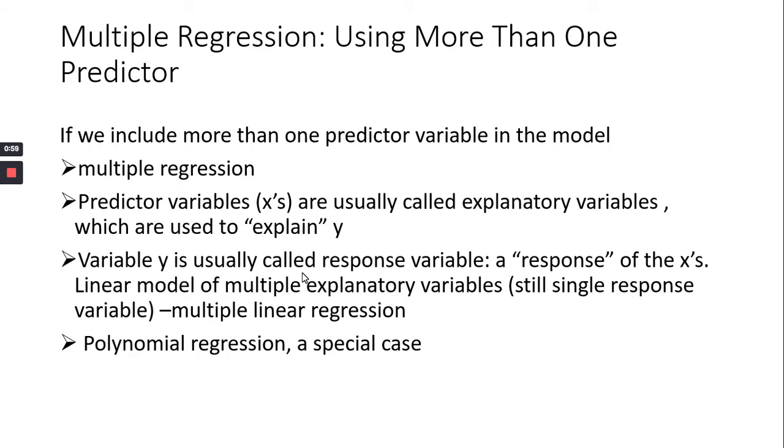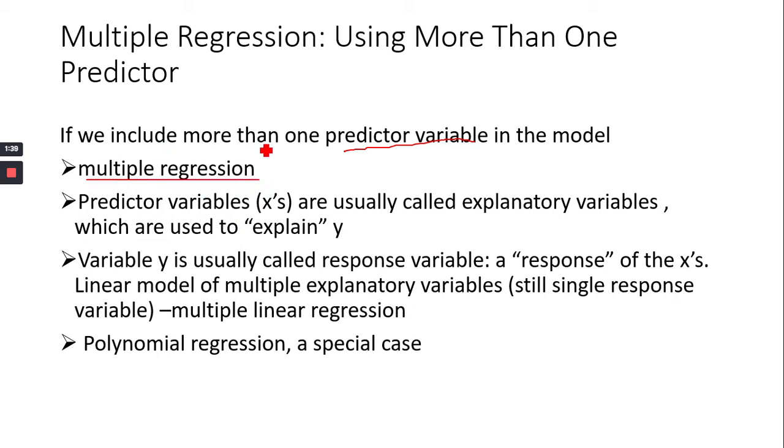Now, we are saying multiple linear regression, we are using more than one predictor. The independent variables are sometimes called explanatory variables or predictors because they are used to predict the dependent. In some other fields, such as economics, they are referred to as exogenous variables, and the dependent variable is referred to as an endogenous variable. So if we include more than one predictor, the x values or the independent variables in the model, we call that multiple linear regression.